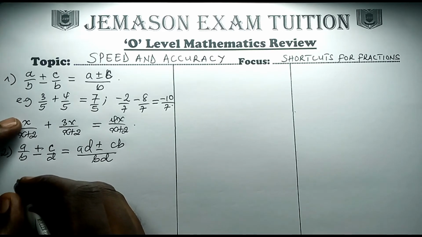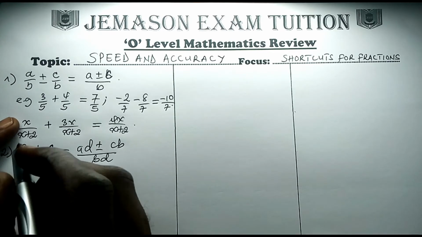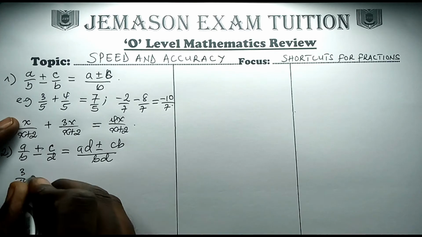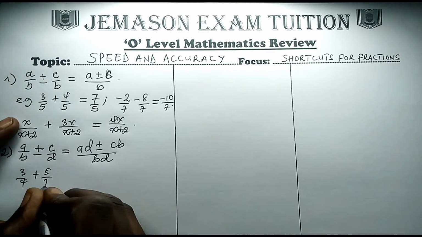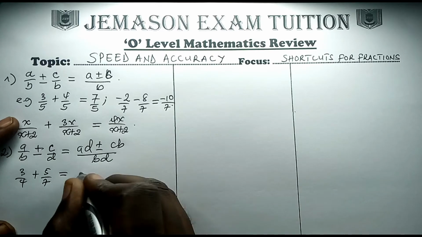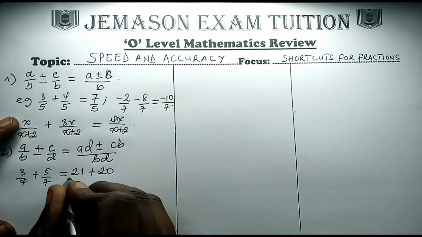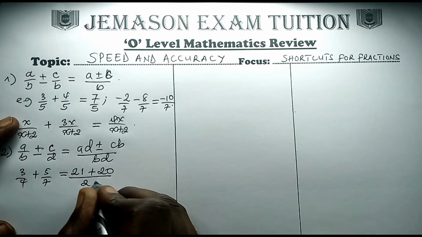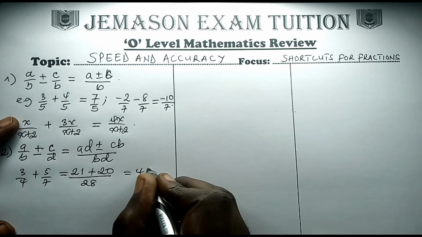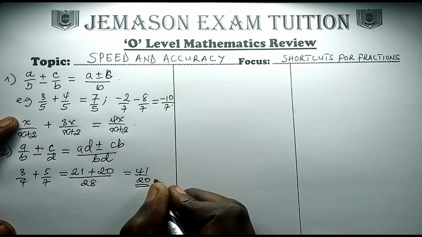Examples here, we could have 3 all over 4 plus 5 all over 7. I simply cross, I get 21, plus I cross, I get 20, all over the product of the denominators, which is 28, and my answer is 41 over 28.